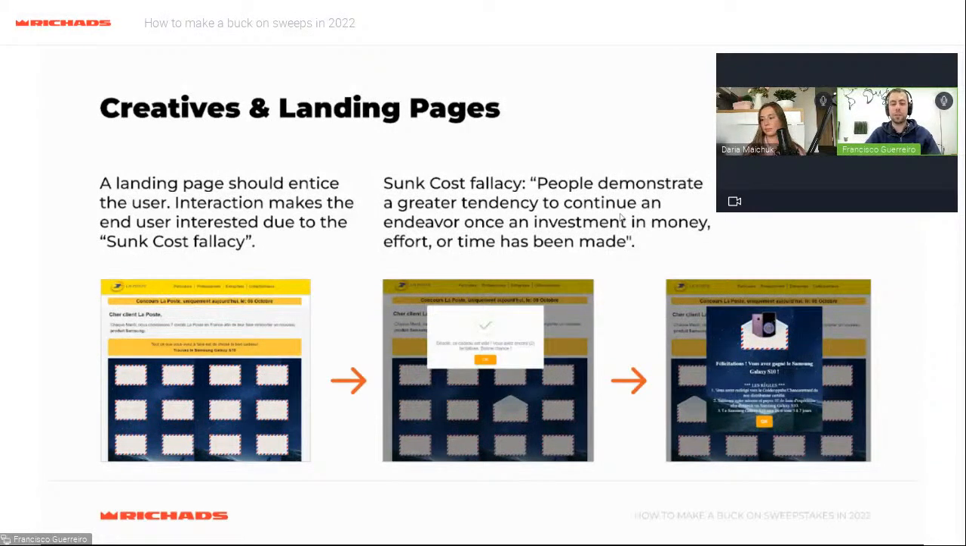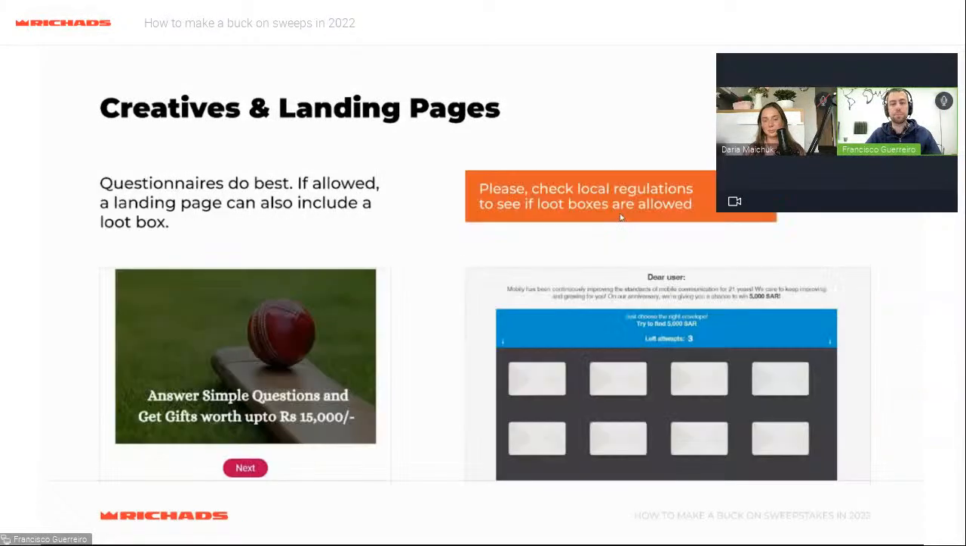And the sunk cost fallacy is one of the reasons why landing pages work really well, because the person has interacted with the page, and now at the end of the page, when you ask for the information, the person has a much more interactive mindset, and she will accept submitting the information of her own accord, and this gives you the conversion, the payout.